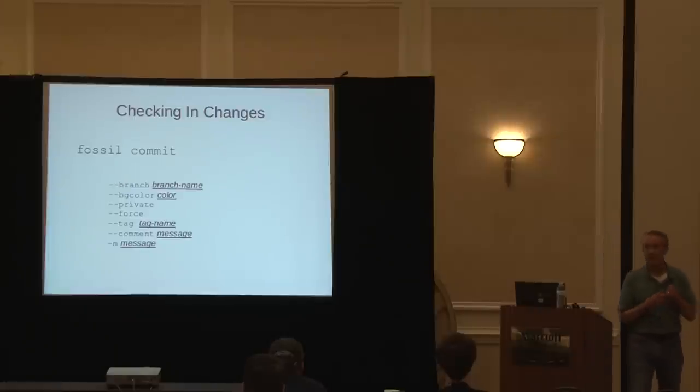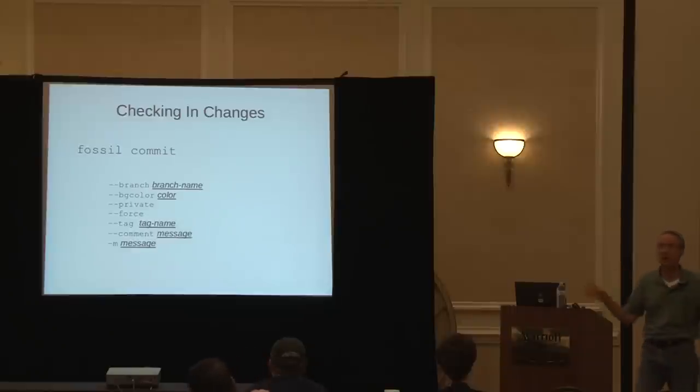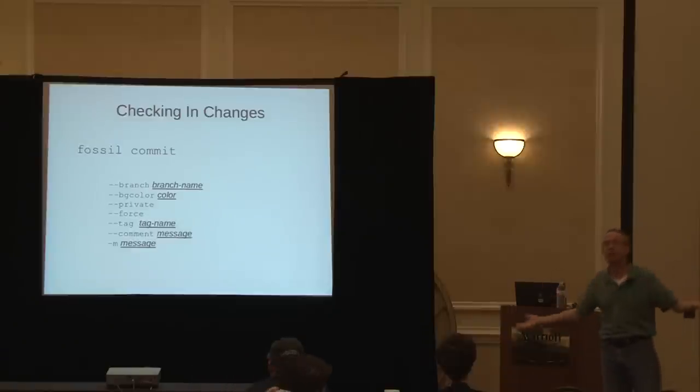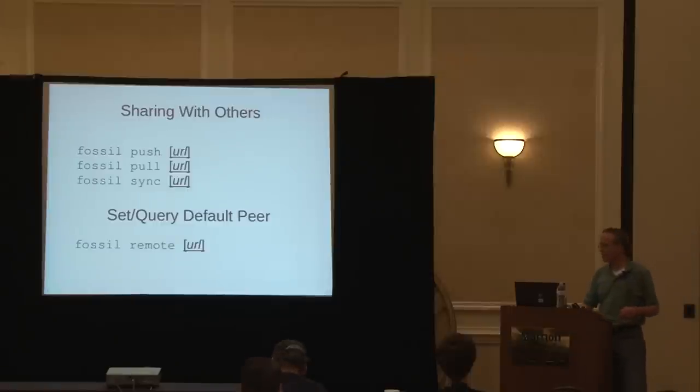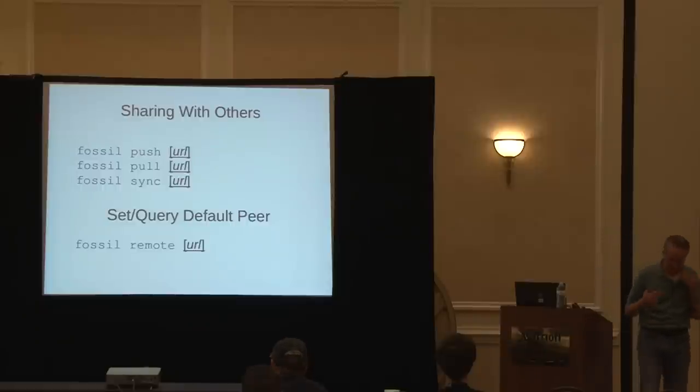And when you finish making your changes, you do a commit. And this goes into the repository. And there's lots of options to commit. You can give it a branch name. You can give it a background color. You can say this is a private check-in, which I'm never going to share with anybody else. Give it a commit message. It'll prompt you for the commit log message. I usually just let it prompt me for one.